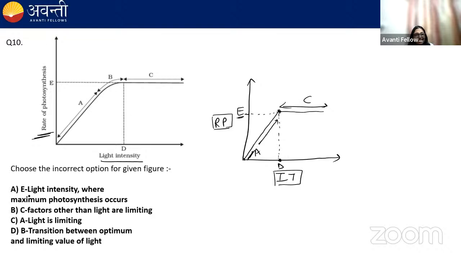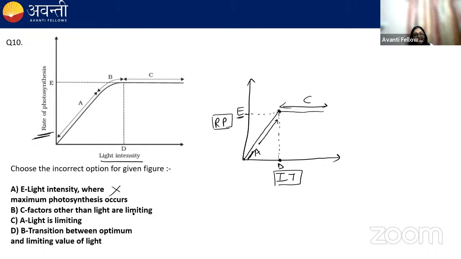So option A says E, the light intensity where the maximum photosynthesis occurs. This is a wrong statement, because I told you that D represents the light intensity where the maximum photosynthesis occurs. Option B says C, factors.